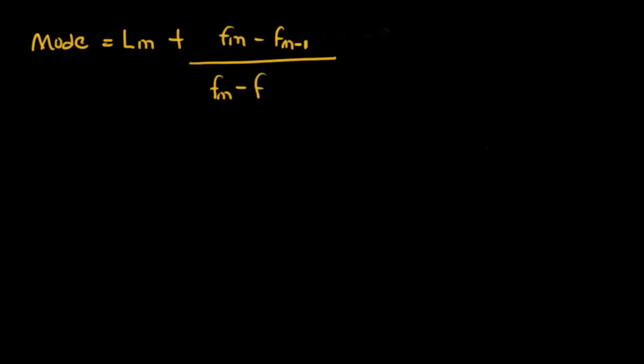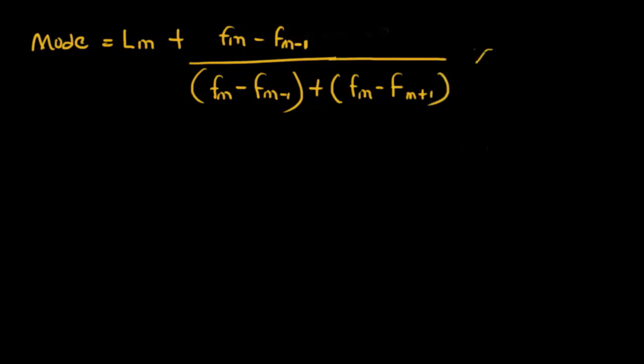Now the formula for mode equals Lm plus Fm minus Fm-1, these are subscripts, all over Fm minus Fm-1, plus Fm minus Fm+1. Now this over covers everything, times the width. This here is the formula for mode.